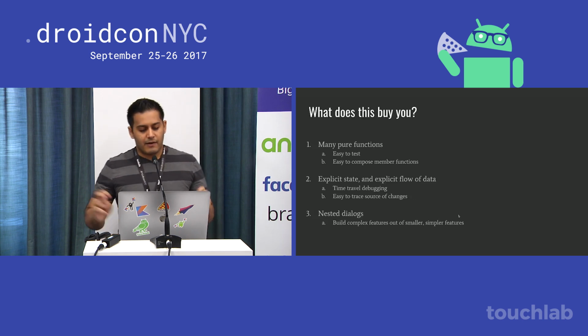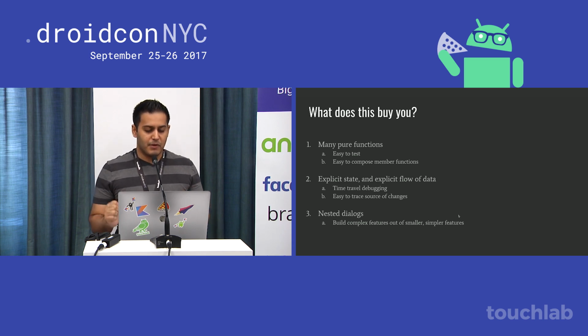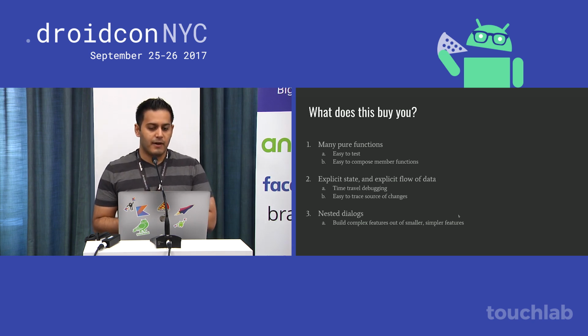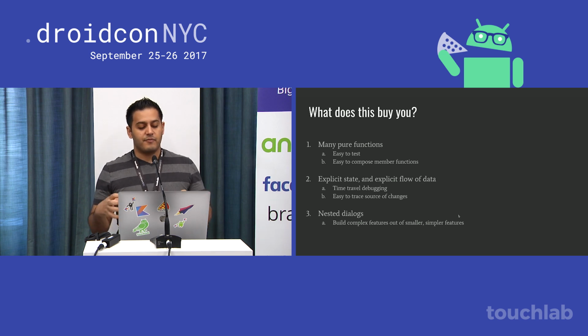Because it's really Rx-y, and Rx is reactive functional, where everything's mostly pure functions, you can easily test those. You don't have to create presenters, you don't have to create a bunch of wrapper classes that you would otherwise. Instead, you have a bunch of pure functions that you can compose together and form more complex logic. State is very explicit, and also the flow of data is really explicit.